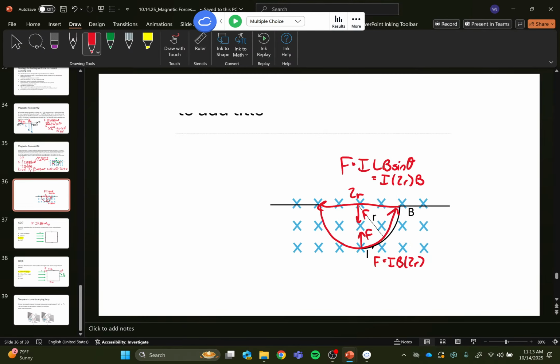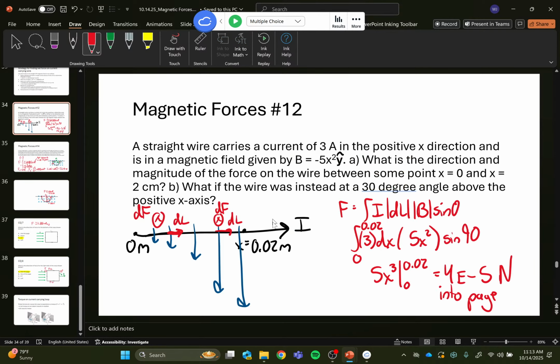On a test with these half loops, I'd more likely ask you the direction of the force if I ask you a question. If I'm going to ask you a free response problem, I'm probably going to force the integral by making the field non-uniform, just so it's not a super trivial answer.